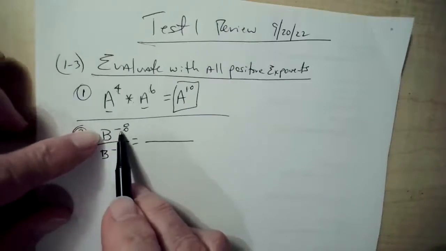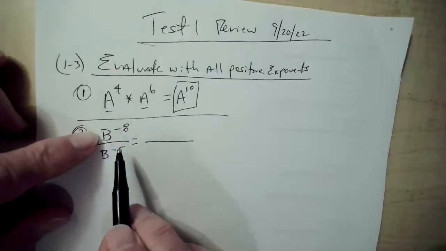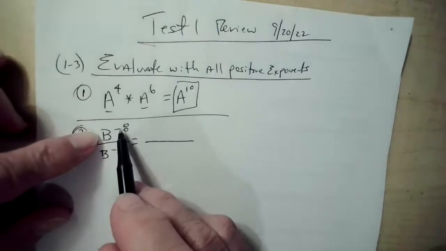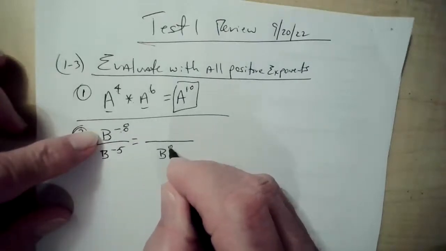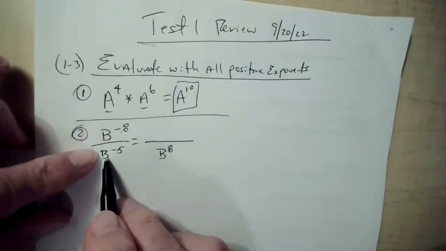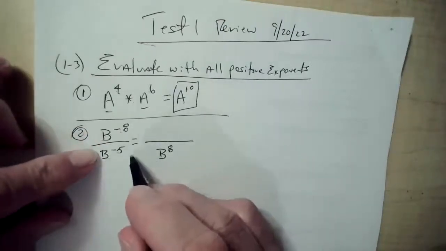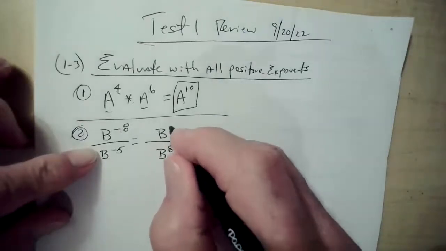Remember, when you have a negative exponent, you move it. If it's in the numerator, the top one, you move it to the bottom. If it's in the bottom, move it to the top. So this one's negative 8, so it goes to the bottom and becomes positive. Same thing here. B to the minus 5. To make the exponent positive, you move it to the numerator.